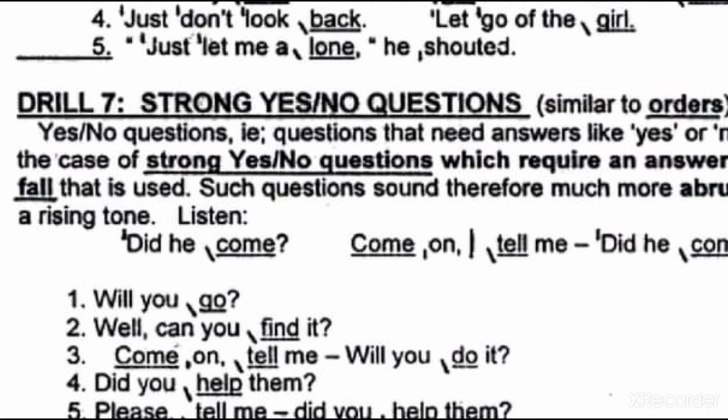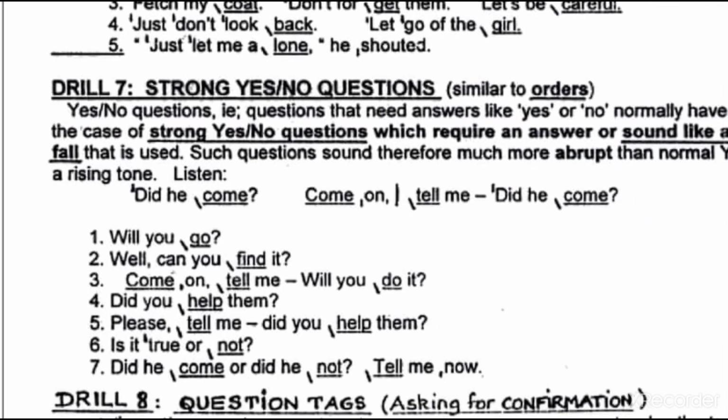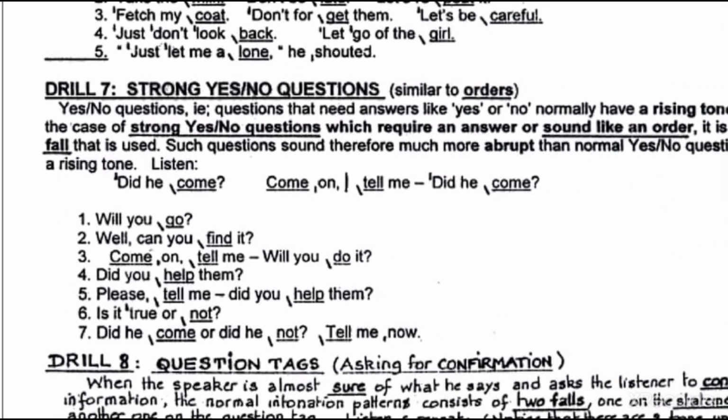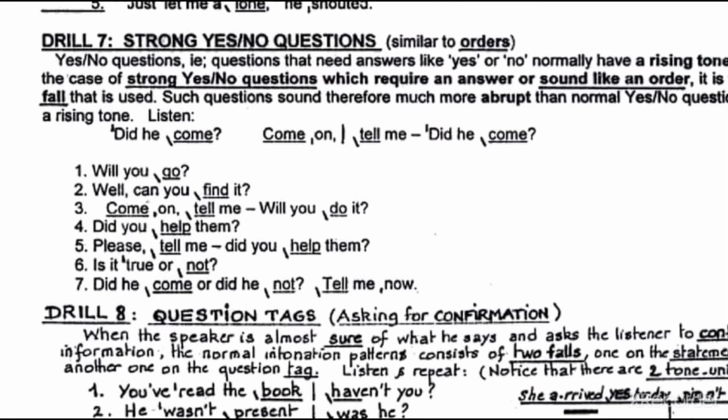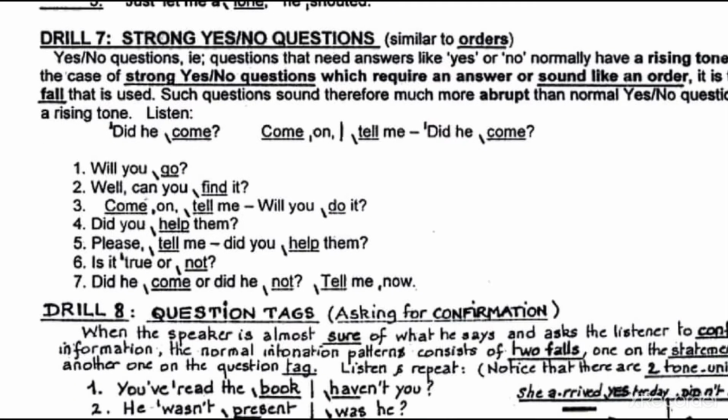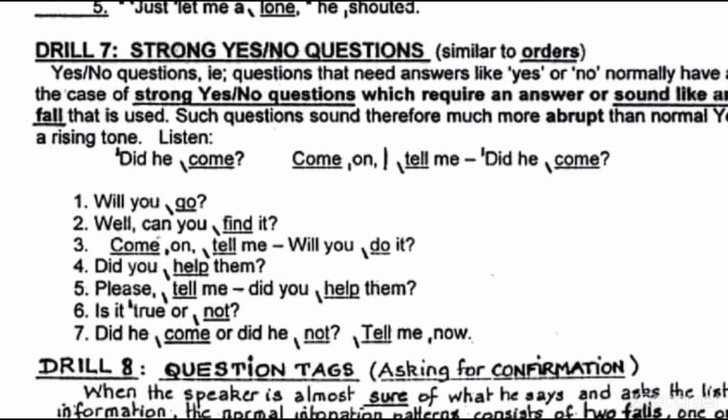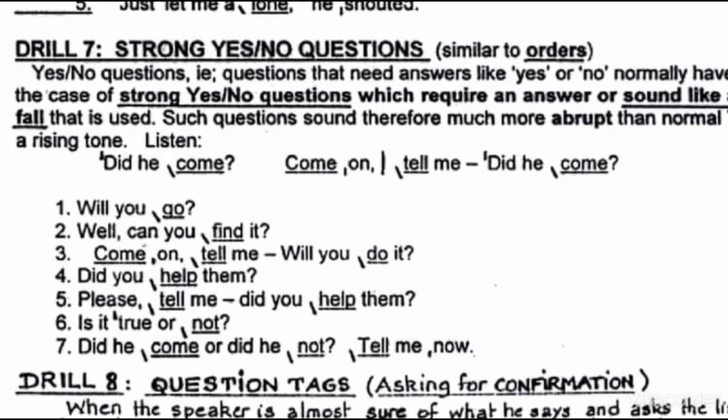We said also that the low fall is used as well in strong yes-no questions. What do we mean by strong yes-no questions? They are similar to orders. So they are yes-no questions in form, but they are similar to orders.